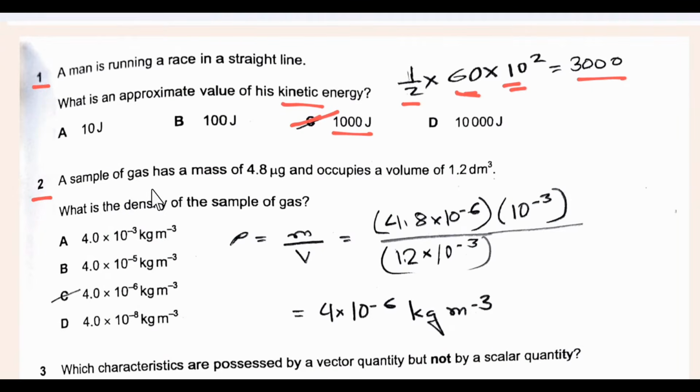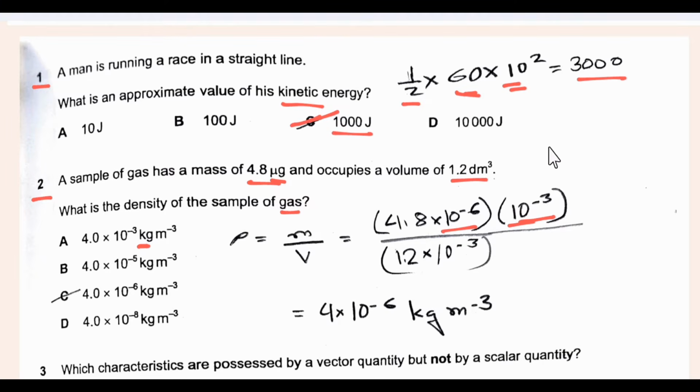Number 2. A sample of gas has a mass of 4.8 microgram and occupies a volume of 1.2 dm cube. What is the density of the sample of gas? To find the density, which is the mass per unit volume, the mass needs to be in kilograms. So we need to convert this into kilograms. Micro means 10 to the power negative 6, and we have to convert gram to kilogram, that is 10 to the power negative 3 kilogram. So this is the mass, and now the volume.